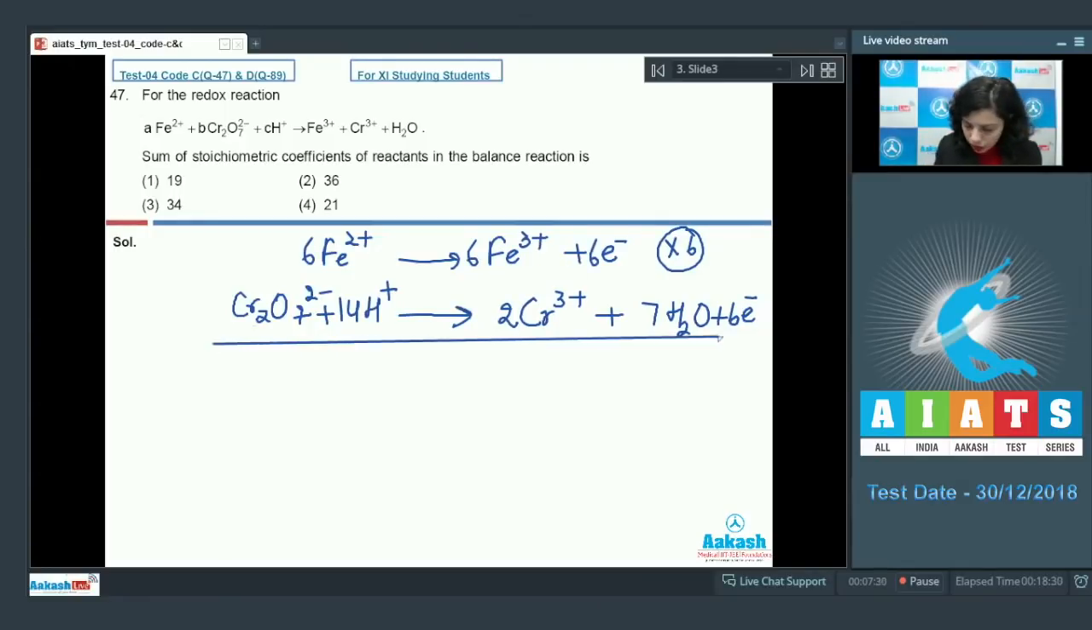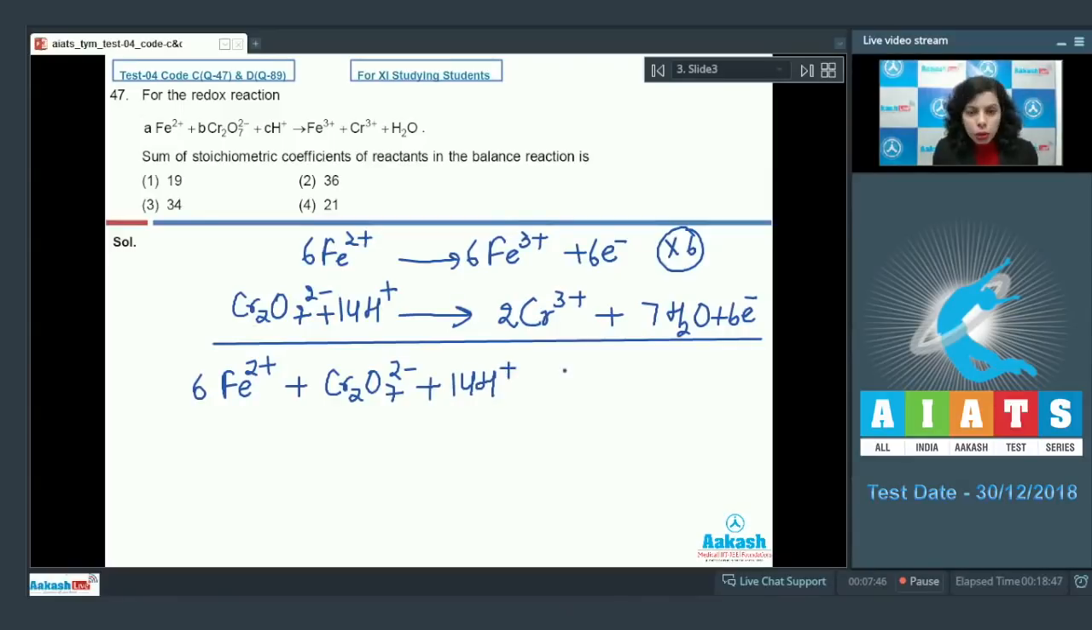And finally, you are getting the balanced chemical equation, that is 6Fe2+ plus Cr2O7 2- plus 14H+. It's giving you 6Fe3+ and the 6 electrons from here and here cut down, and finally 2Cr3+ and 7H2O. This is the balanced chemical equation.